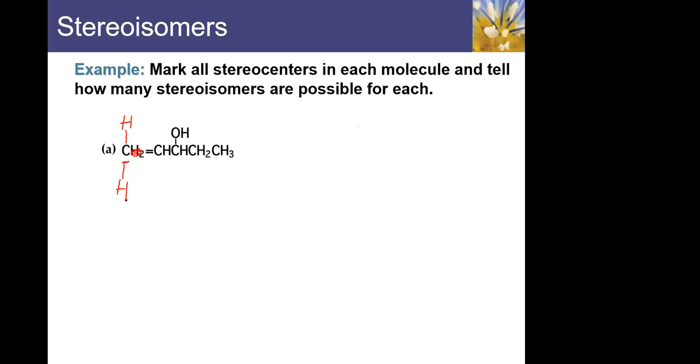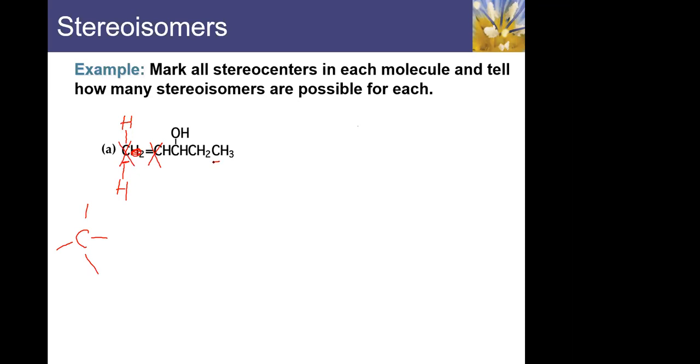Can this carbon be my chiral carbon? No. Of course not. Whenever you see a double bond, just close your eyes. We want only sp3 hybridized carbon. We want carbon to be what? Tetrahedral. So this is not my chiral carbon.